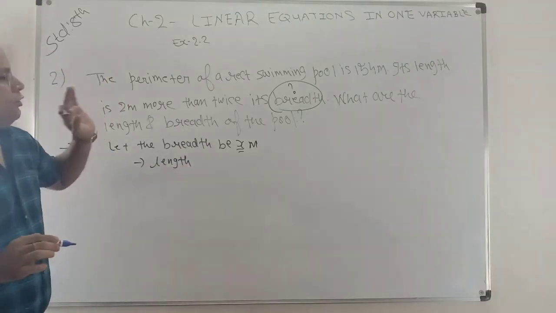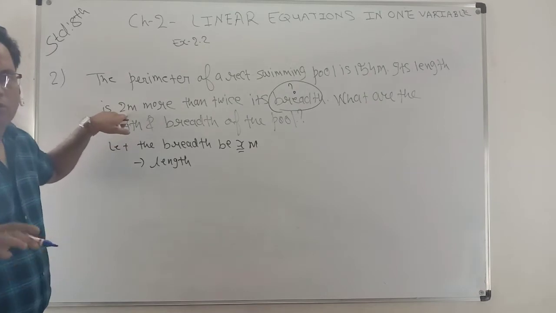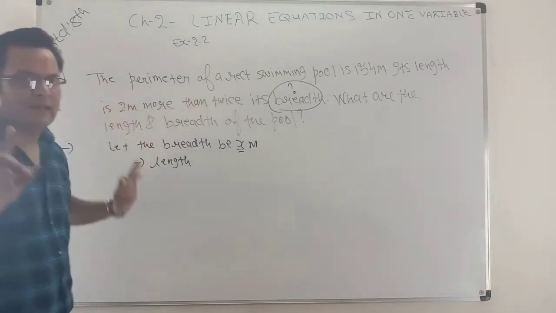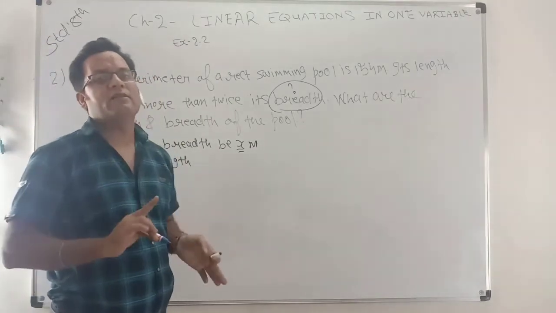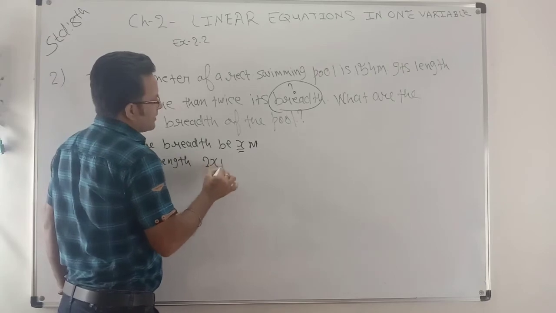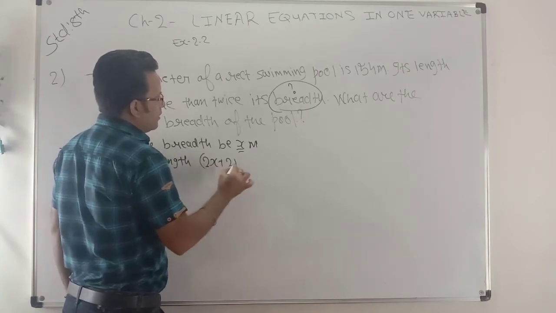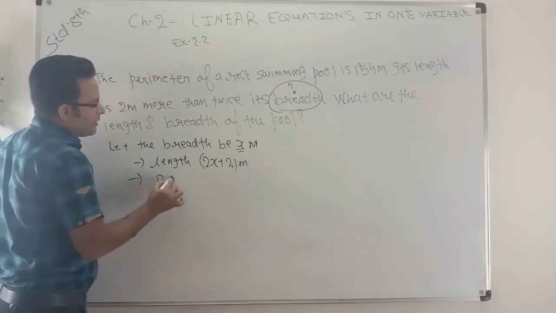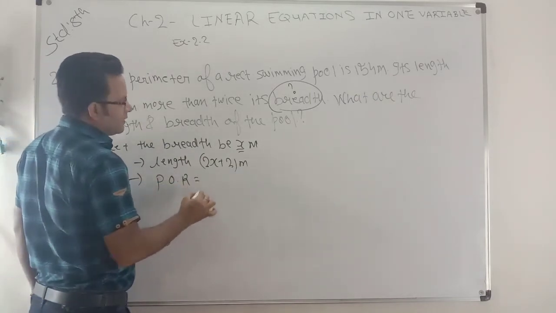See, your length is 2 meter more. More means plus 2. And twice its breadth. Suppose breadth is x. So what will be the twice of it? It will be 2x plus 2 meter.